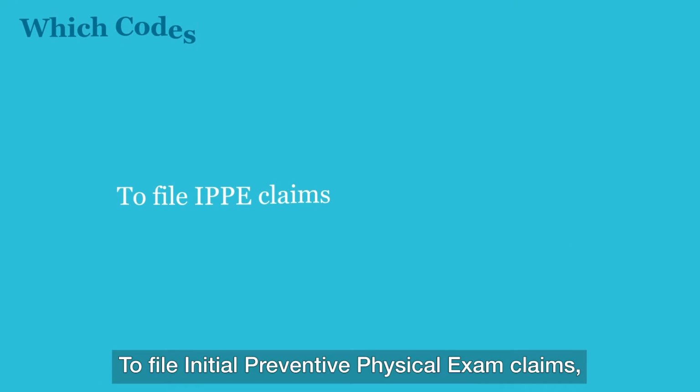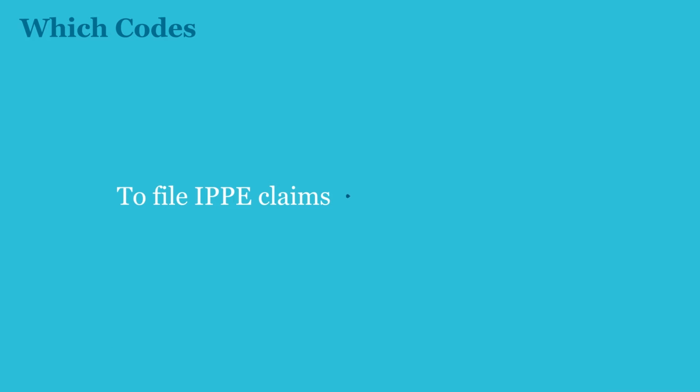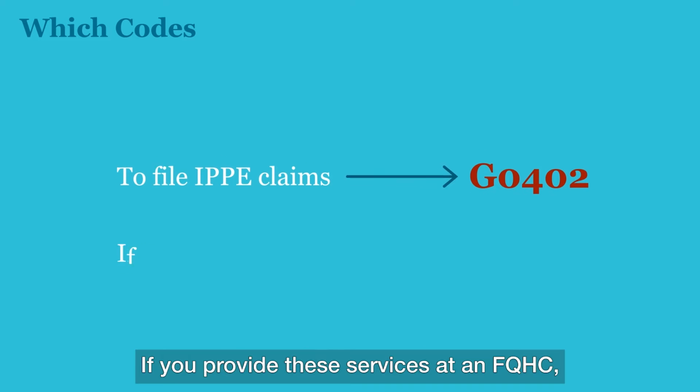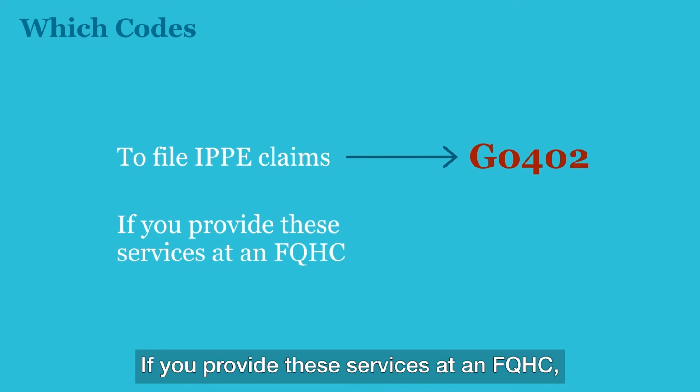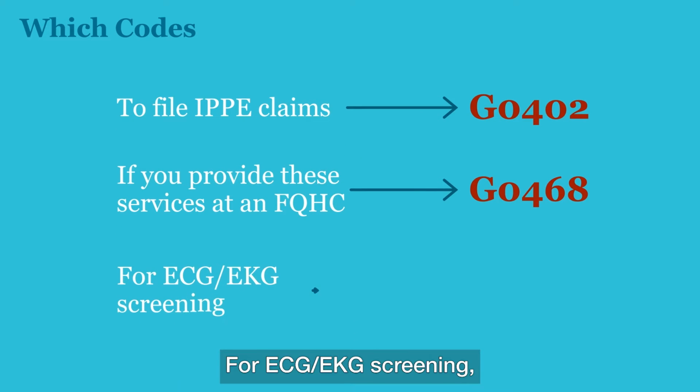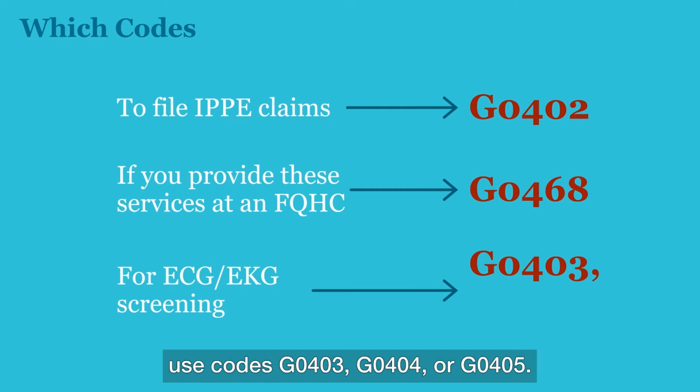To file initial preventive physical exam claims, use the HCPCS code G0402. If you provide these services at an FQHC, use code G0468. For ECG, EKG screening, use codes G0403, G0404, or G0405.